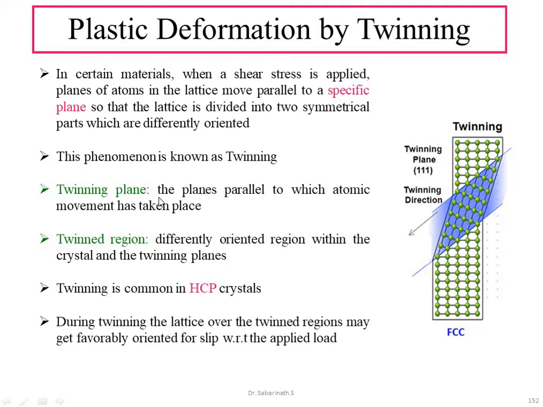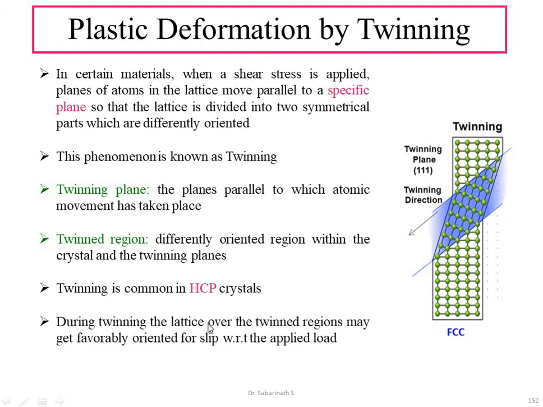There is a twinning plane, the plane parallel to which the atomic movement happens. The twinning region is a differently oriented region within the crystal, and there is a direction along which the twinning happens, known as the twinning direction. Twinning is most common in HCP crystals. It is also seen in FCC and BCC, but it is very rare. It is a common phenomenon in hexagonal close packed crystal structures.